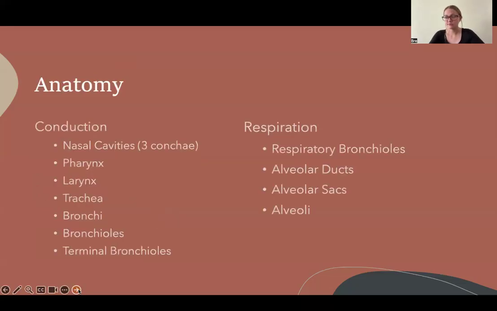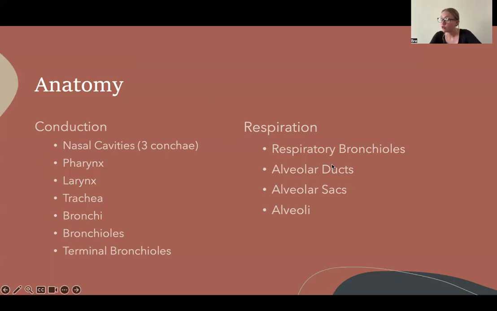Anatomy. So, our respiratory system is actually broken down into two divisions. We have our conduction system and our respiration system. Now, respiration is mostly focused on gas exchange, right? So, once you hit that system, that's where respiration takes place. Conduction is, again, just that transport to those respiration zones. So, that's going to include nasal cavities, your pharynx, your larynx, trachea, bronchi, bronchioles, terminal bronchioles, right? And that goes in order.